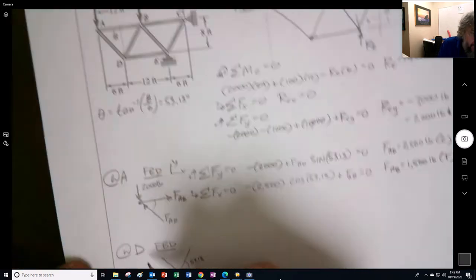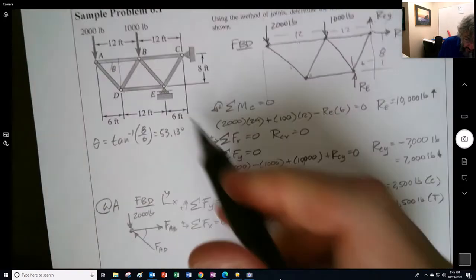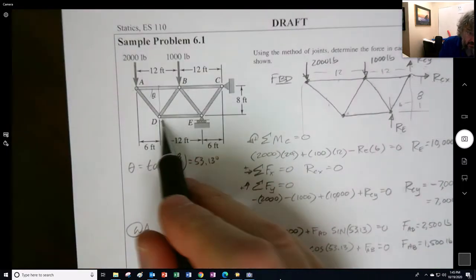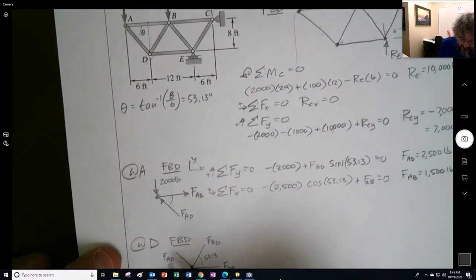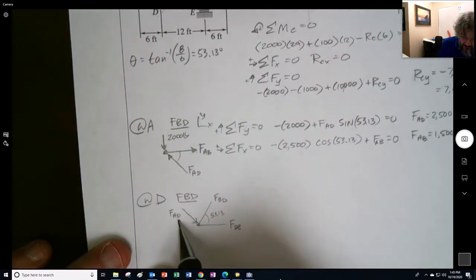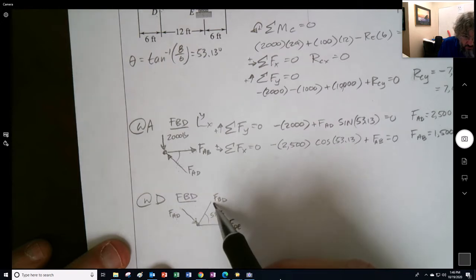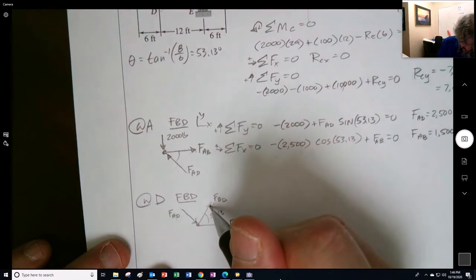This is going to be FAD right here. This will be FBD right here. And then this would be FDE here. And which way does FAD go? Well, it was pushing onto this, right? It was in compression, so it's going to be pushing onto there. That's the direction of FAD, and we know this one. Now, if that's going downwards, this one has to go upwards. Does that make sense? Because this is only going horizontally, so this has to be in that direction.